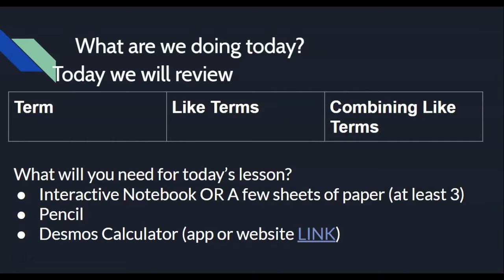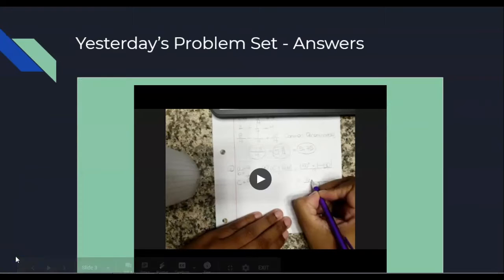Before we get started, you will need a few supplies: your interactive notebook or a few sheets of paper, a pencil or other writing utensil, and the Desmos calculator. Here are the answers to yesterday's practice problems. Please take some time to check your answers and make any corrections.